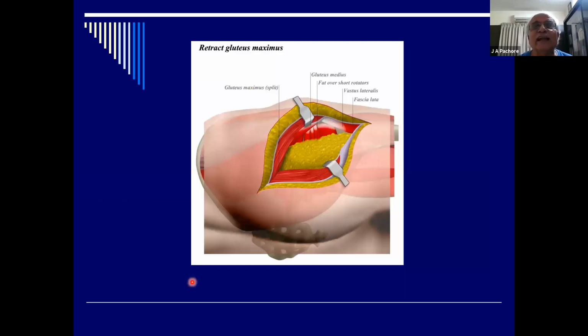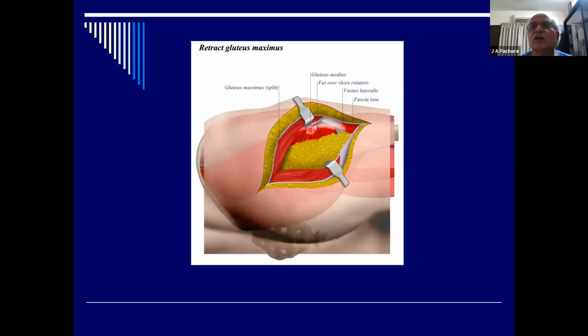So once you've done that, you get the TFL. And there is always a pad of fat, which I told you. This pad of fat signifies that there is a sciatic nerve behind. You don't dissect this pad of fat. You don't excise the pad of fat. And then once you have taken this, you will straightaway see the bursa of the trochanter. Release the bursa.